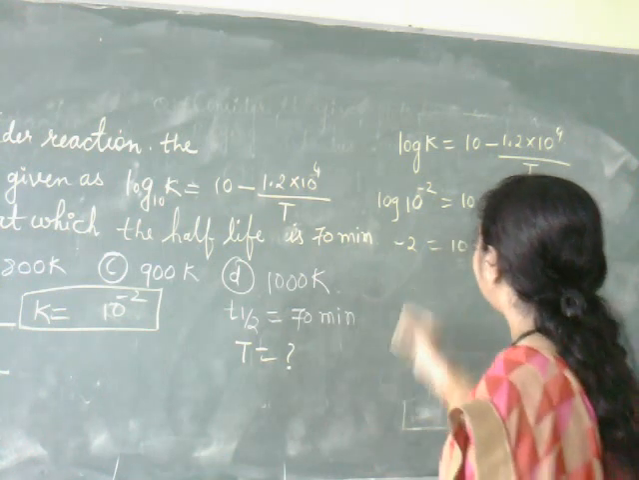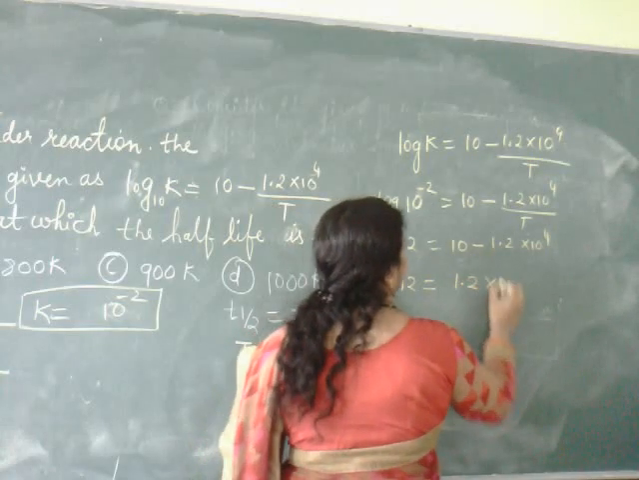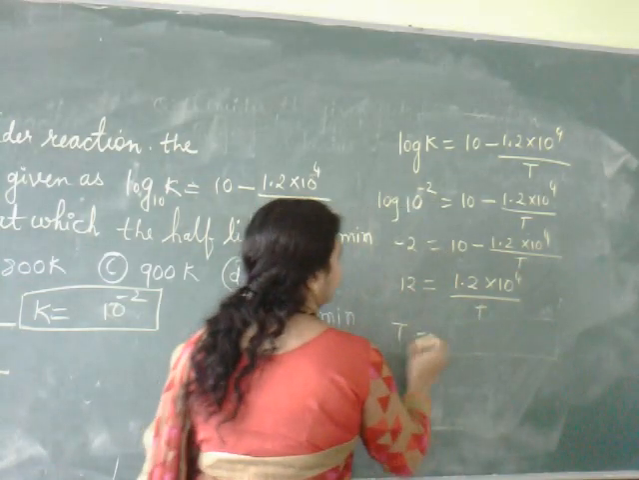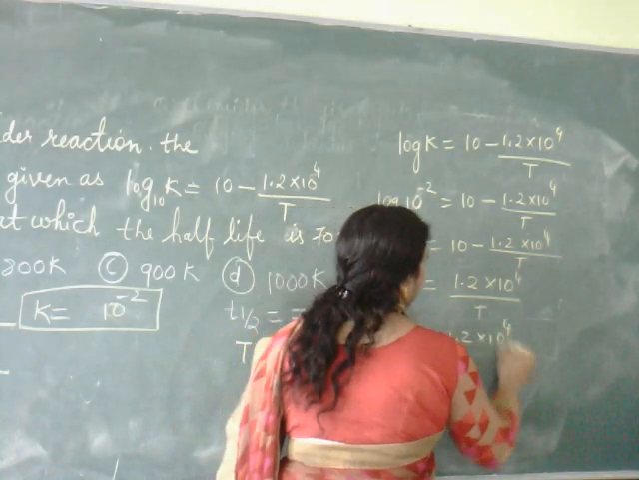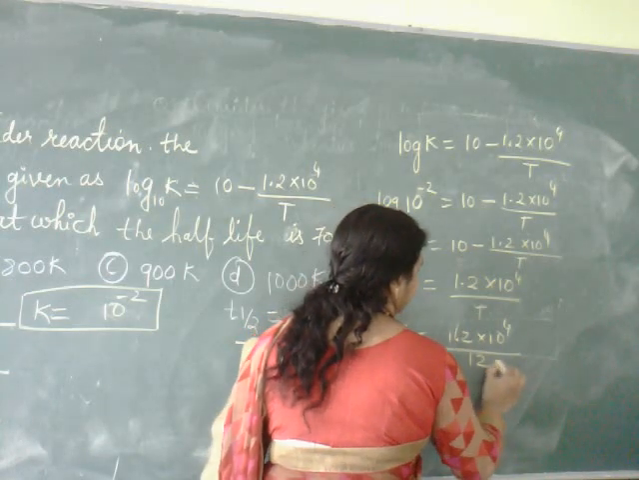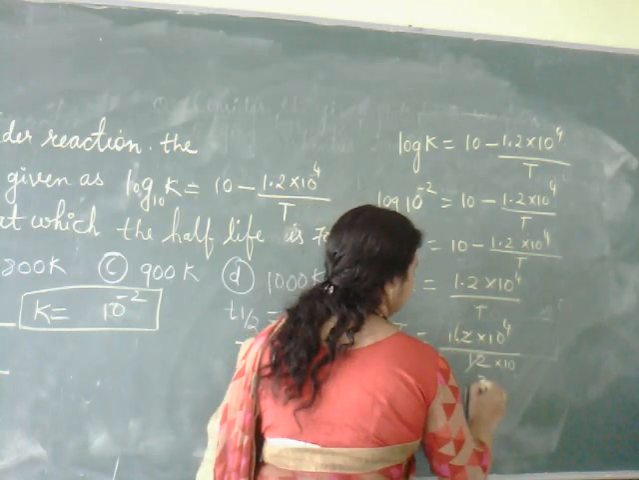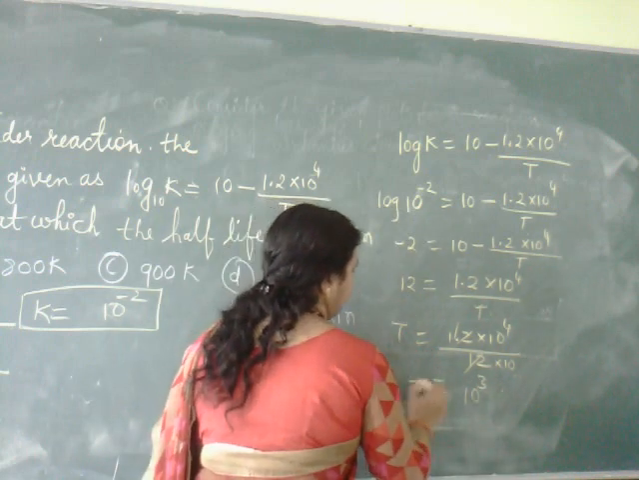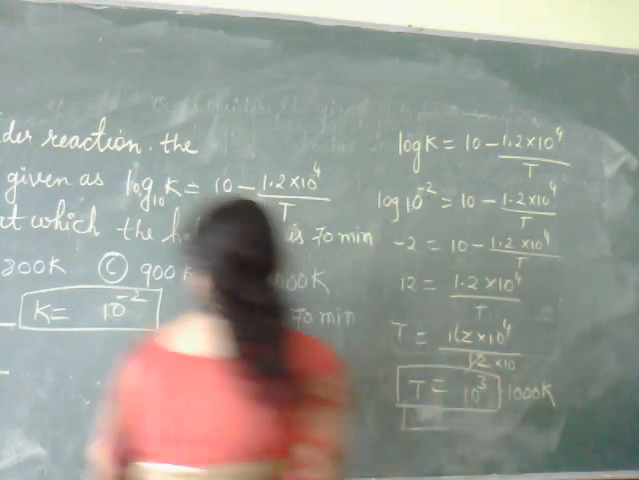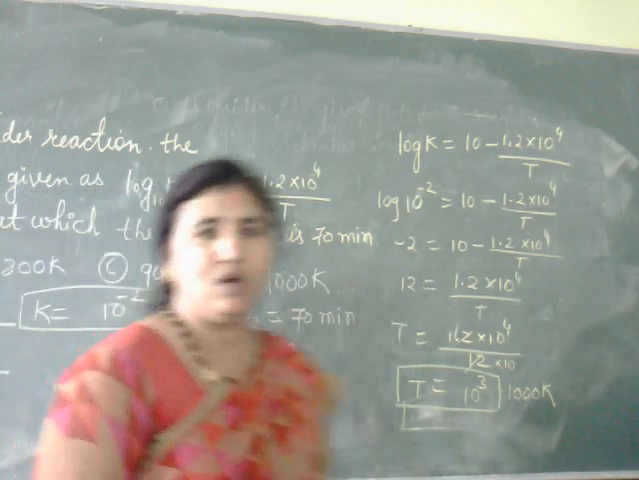So 10 if it comes to the other side, it becomes how much? 12. And then here what we have? 1.2 into 10 raised to power 4 by T. So T is equal to 1.2 into 10 raised to power 4 by 12. If you take this out, it becomes 10, 12, 12 cancel, and then how much is it? 10 raised to 3. So we got temperature, 10 raised to power 3 means how much? 1000 Kelvin, and so our option is 1000 Kelvin. Option D is the correct option.